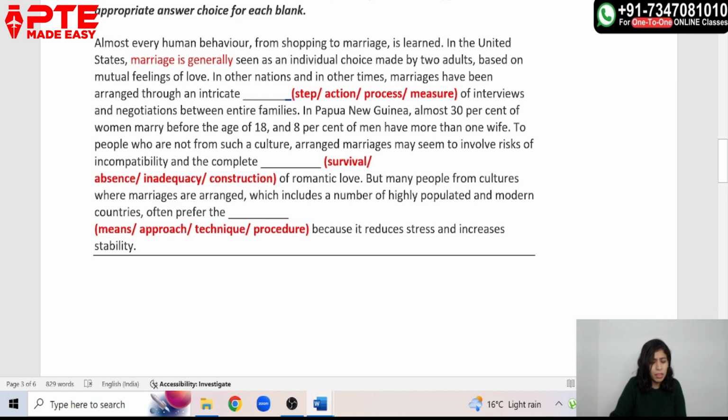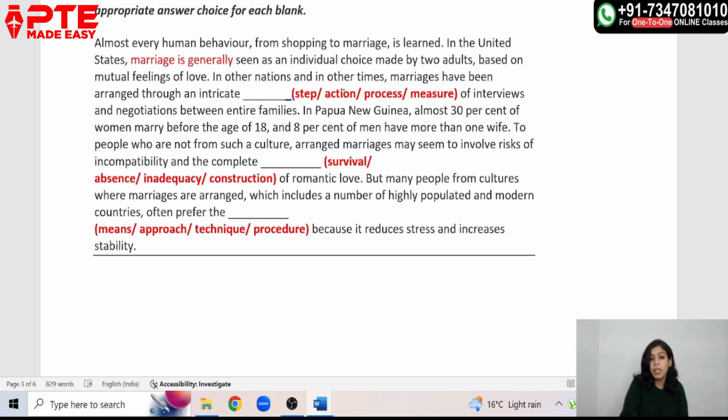Why have I highlighted it in red color for this text? I'll tell you later. So please keep watching the video. So marriage is generally seen as an individual choice made by two adults based on mutual feelings of love. In other nations and in other times, marriages have been arranged through an intricate dash.